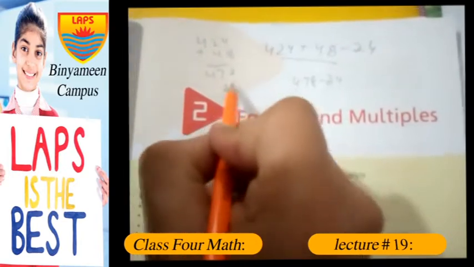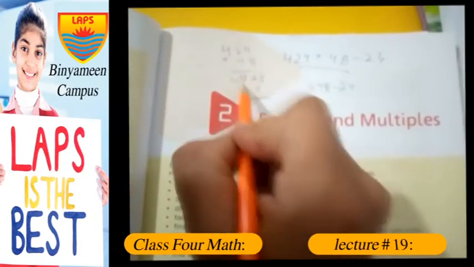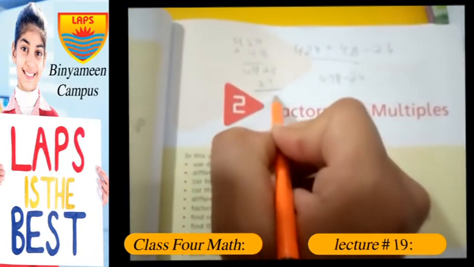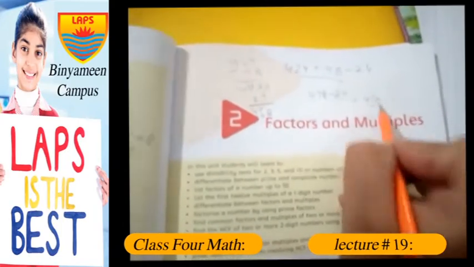And for that, minus 24: 8 minus 4 is 4, 7 minus 2 is 5, and 4. The answer will be 458.